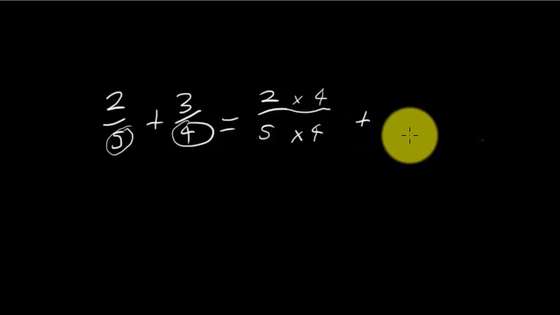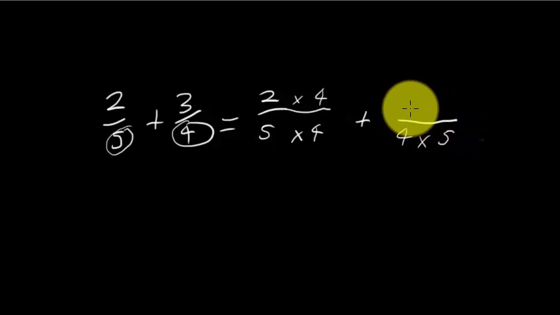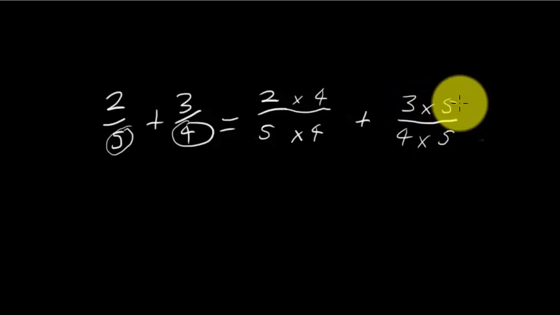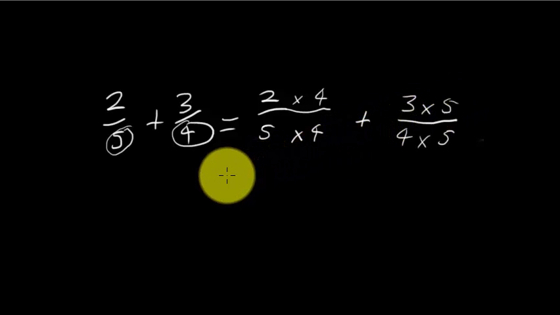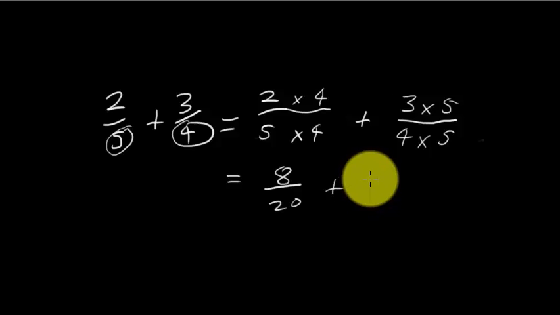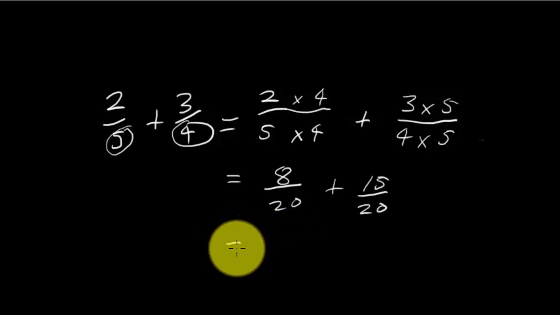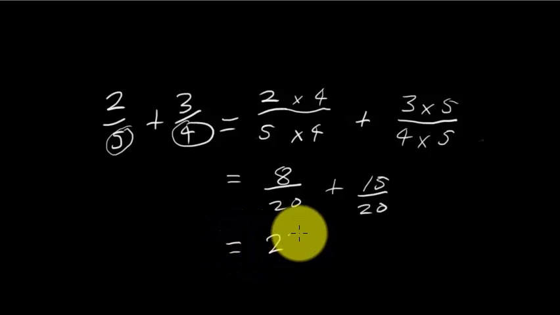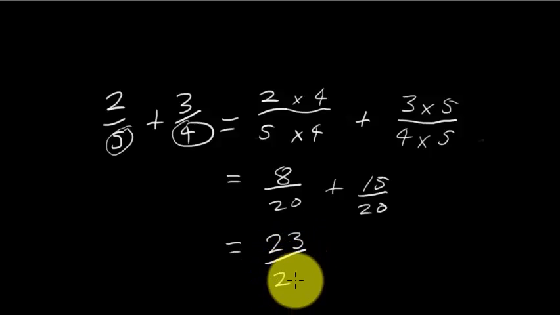Okay, plus, so we're timesing 4 by 5 for our denominator to get to 20. And we also have to times 3 by 5 as well. So we can work that out now. So we'd have 8 over 20 plus 15 over 20. And we can add these together as well. So that would be 23 over 20.